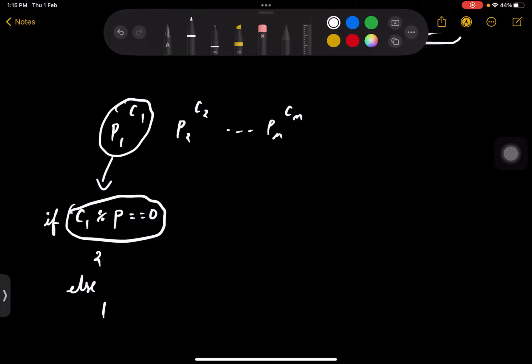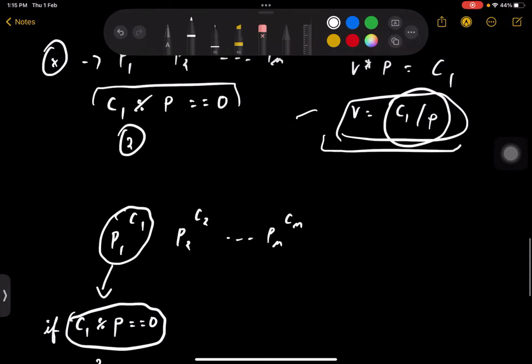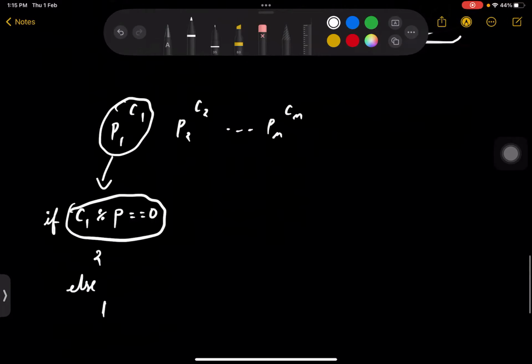And that value is nothing but c1 divided by p. Because we want an integer only, c1 should be divisible by p, and then only that value exists. Which we just saw. So that is why we could prove that there can only exist two choices, either 2 or 1. Can we take the sample case and quickly go through it?